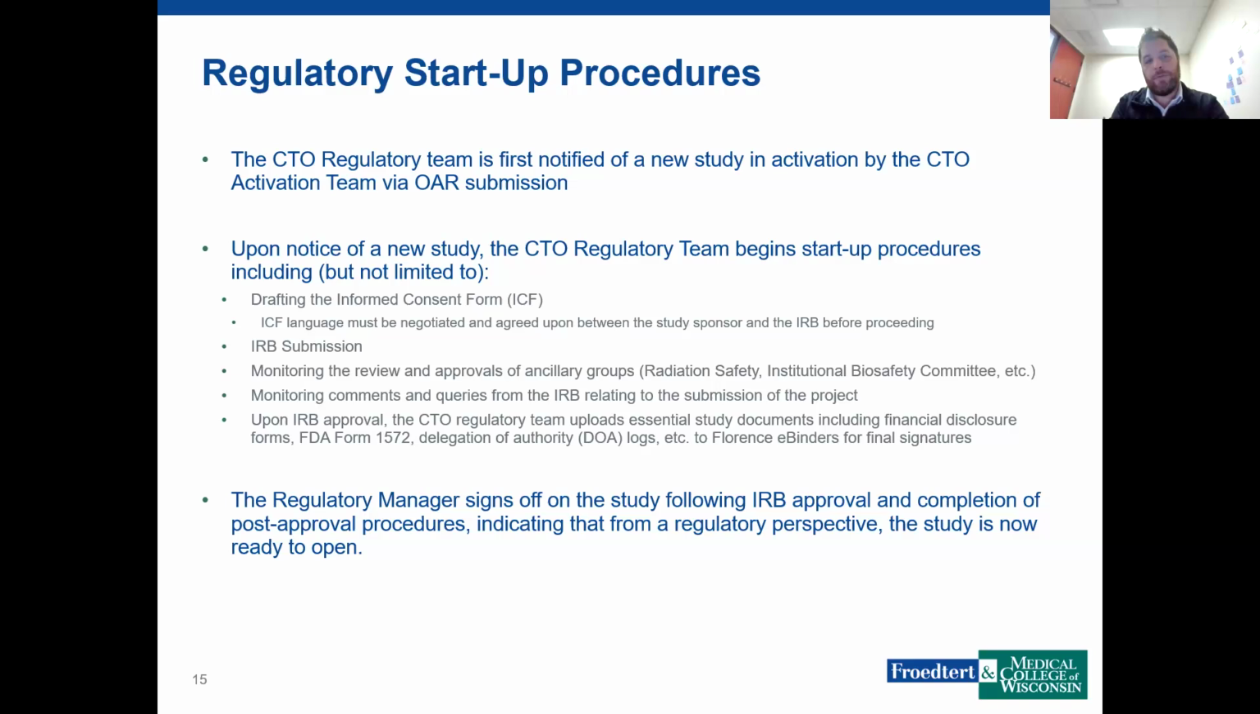The reg coordinator is then responsible for monitoring the review and approvals of ancillary groups, so radiation safety, institutional biosafety committee, or others that the study may be impacting. So they all have to review and approve it. Once that approval is in place from all of our ancillary groups, it'll proceed to the IRB.